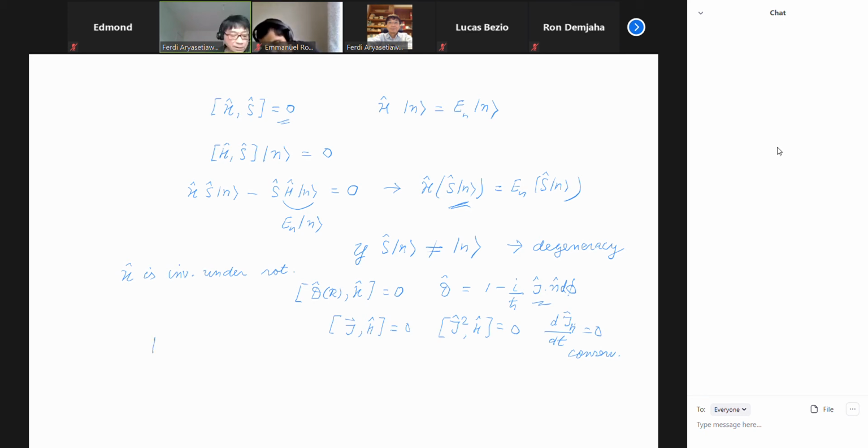So then one can choose simultaneous eigenvectors. The n is for the Hamiltonian, and the j and m label the states for J squared and Jz, as mutually commuting operators. Okay, so then we can label the eigenstates like this.